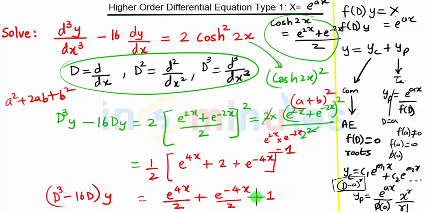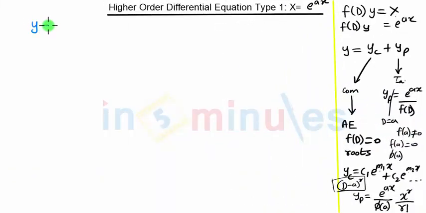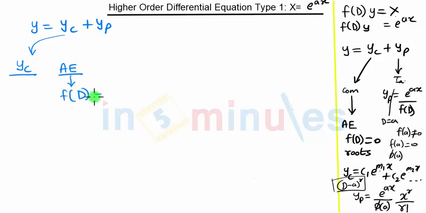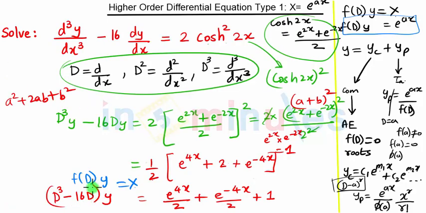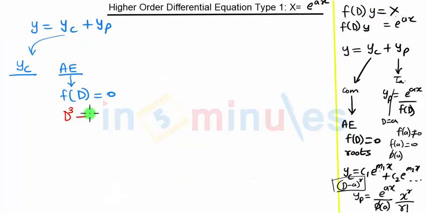If you see, this equation is of the form f(D) y equal to X, where X is a function of e raised to ax. This equation is similar to the one I have told you. Then the solution of this equation is given by yc plus yp. We will concentrate on yc first. For yc, we will find the auxiliary equation, and the auxiliary equation is nothing but f(D) equal to 0. What is f(D)? f(D) is this part, that is D cube minus 16D. So D cube minus 16D equal to 0 is our auxiliary equation.